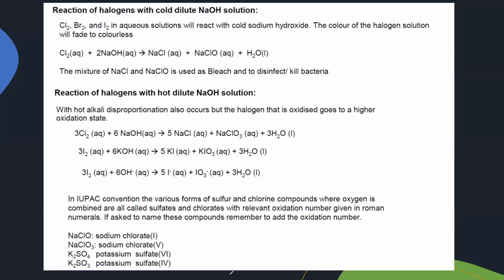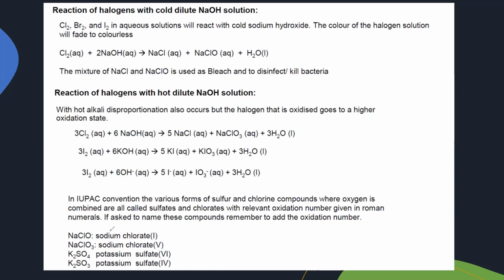The same thing happens for potassium. This is iodine reacting with potassium hydroxide. When we write the oxidation numbers, iodine is 0 here, potassium +1, iodine -1, KIO3: 1 oxygen is -2, 3 oxygen will be -6, potassium +1, so iodine should be +5. So 0 changing to -1 is reduction, 0 changing to +5 is oxidation.